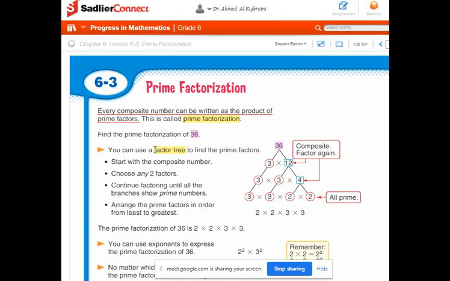A factor tree. Okay, we start with the composite number, we choose any two factors, whichever two numbers we choose. We can choose 3 times 12. What other two numbers do you know give us 36? 9 multiplied by 4. Okay, and 6 times 6. Any two numbers you choose will give you the same answer. And any two factors you choose, they will give you the same final answer. So here we have to continue factoring until all the branches of the tree.